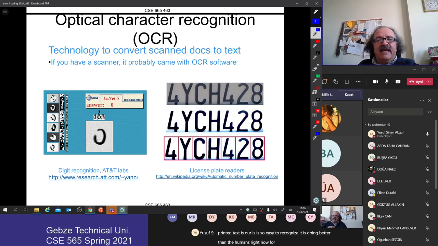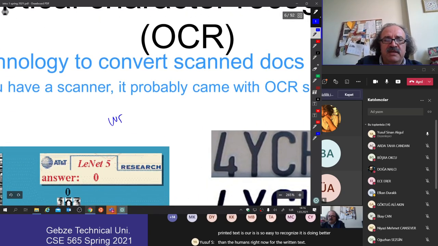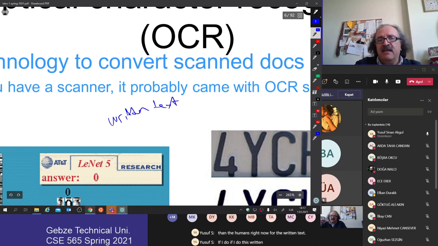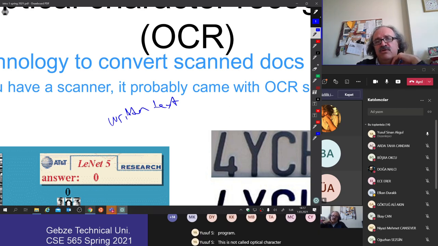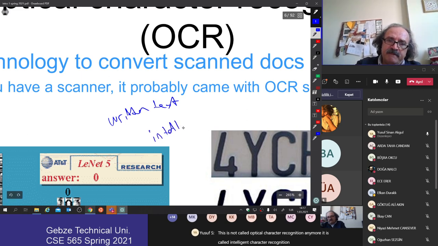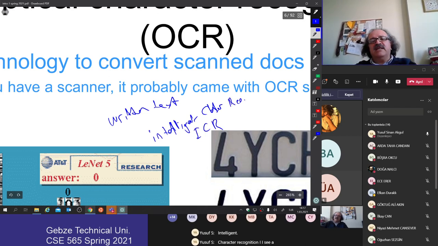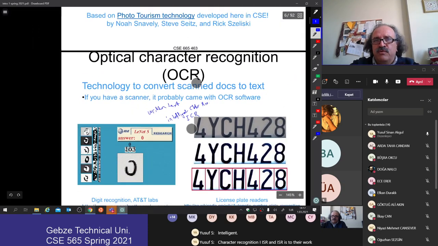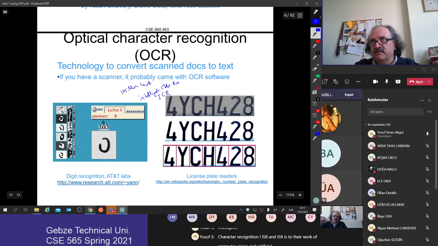For the written text, if I do this written text, I wrote written text here. If I try to recognize what I had written using a computer program, this is not called optical character recognition anymore. It is called intelligent character recognition, ICR. And ICR is still a work of computer vision and artificial intelligence. Okay.